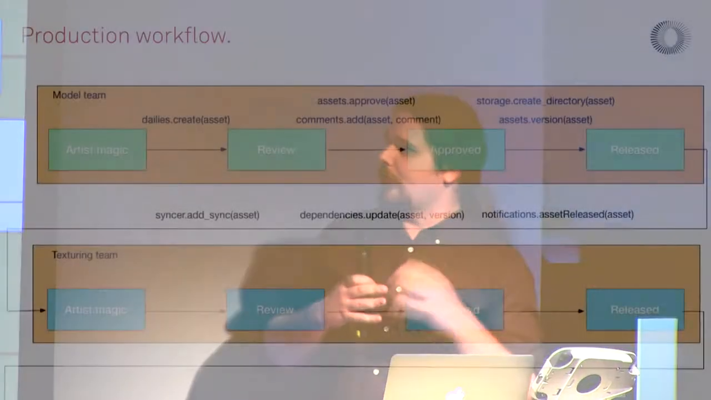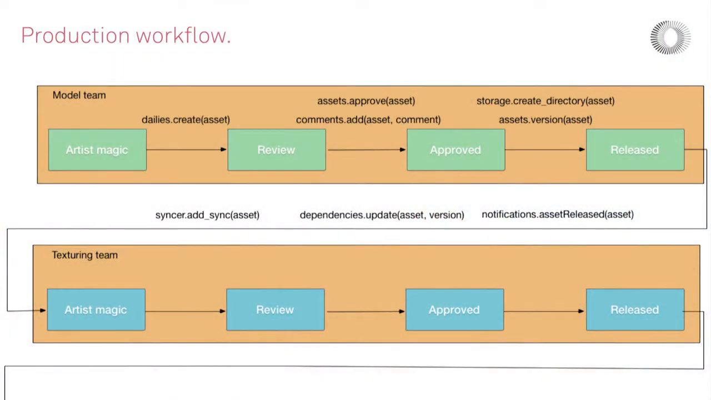That goes to a review stage with the supervisor. That one can decide to approve the asset or add comments, and it can go back to the artist. And we create multiple versions over time. At some point, that gets released from the modeling team, and it needs to go to the texturing team, who will actually be creating what it looks like. The skin of somebody like Godzilla. That's the texturing team that does that.